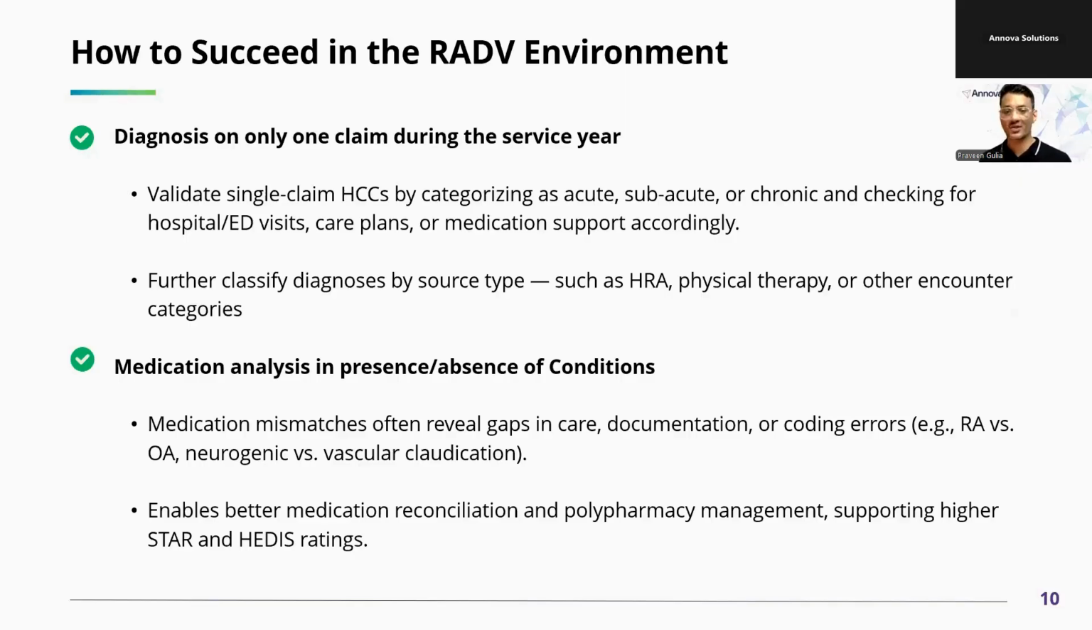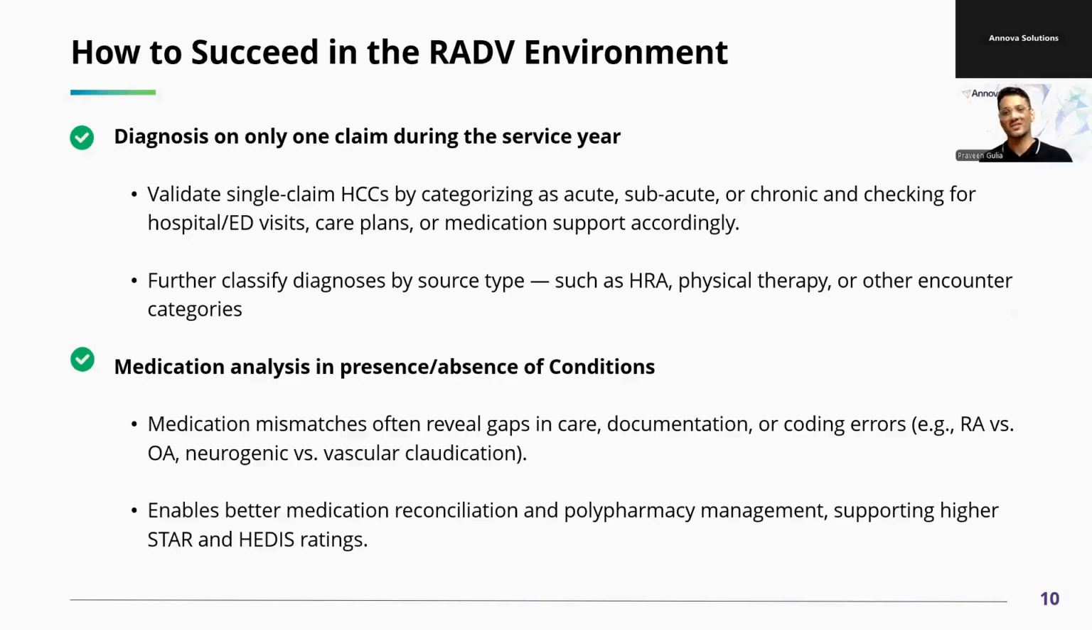Neurogenic and vascular claudication, we have discussed that. Patients suffering from vascular claudication or neurogenic claudication, but the associated medication is not there. That gives a hint on where the documentation might have gone wrong, or maybe the coding has gone wrong. And it just doesn't stop there.